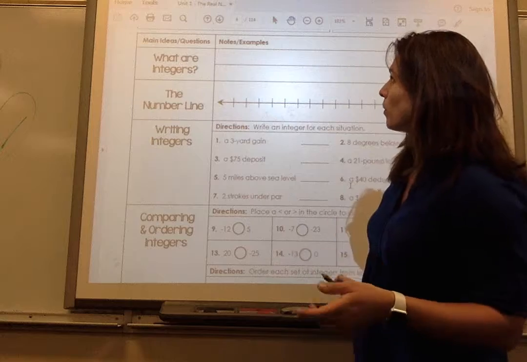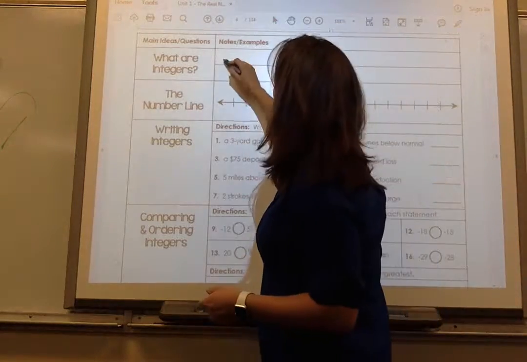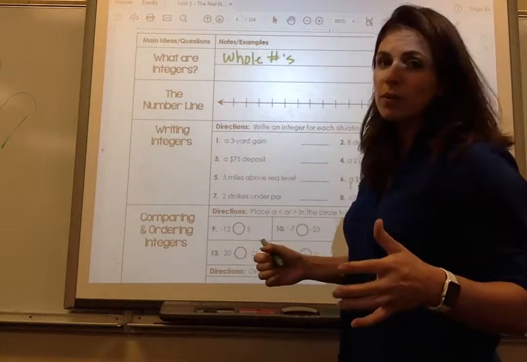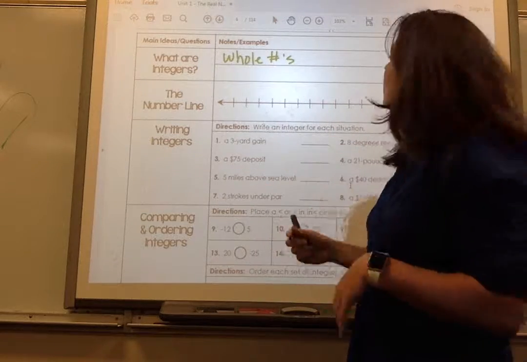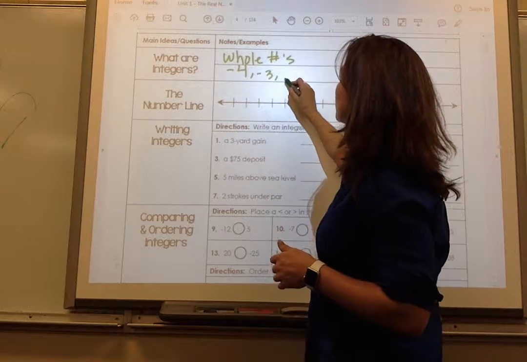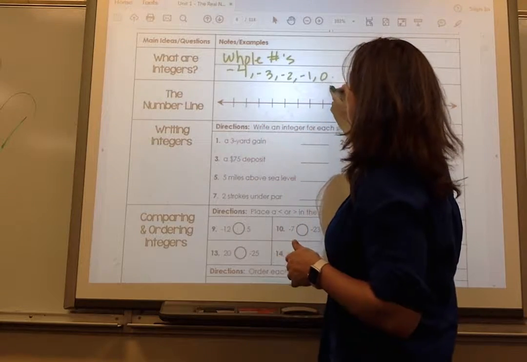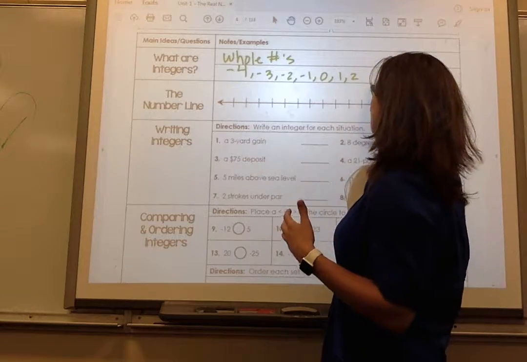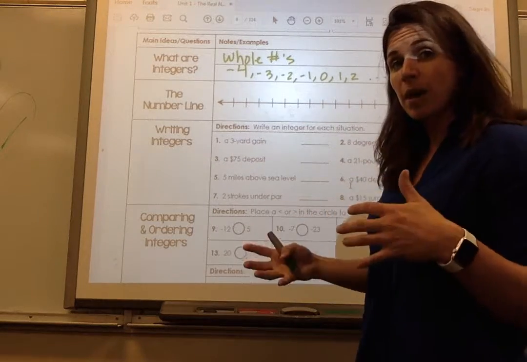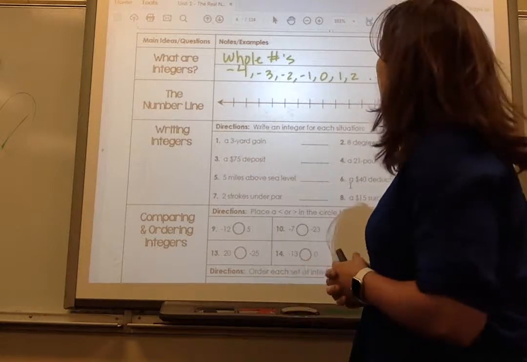Integers, if you will remember, are whole numbers, and it also includes their opposite number. So for instance, if you have -4, -3, -2, -1, 0, 1, 2, 3, and so on. So they're counting numbers that include negatives and positives and the number 0.